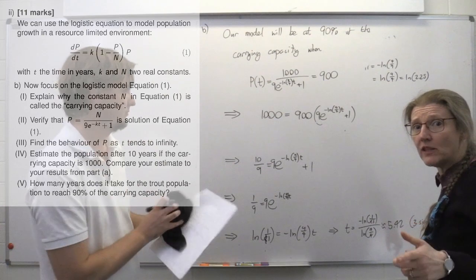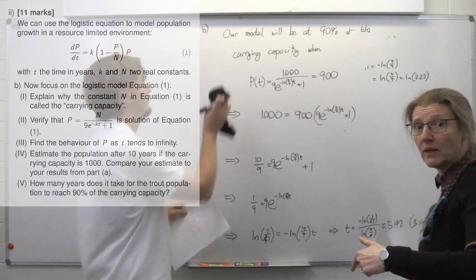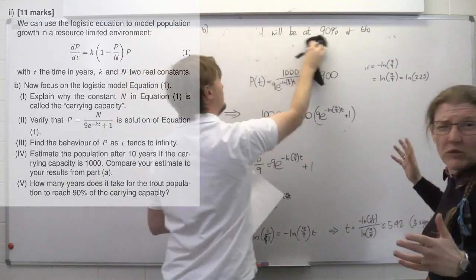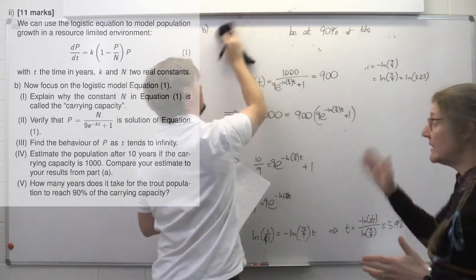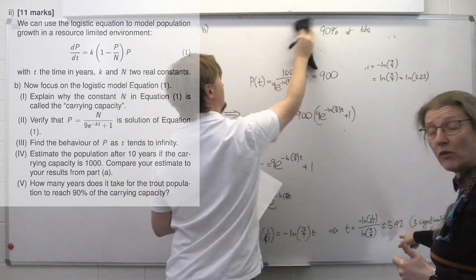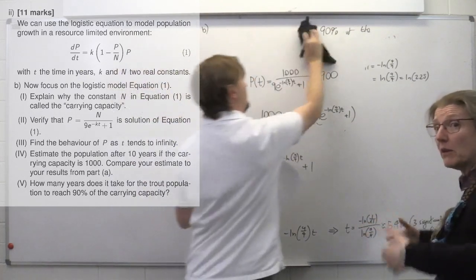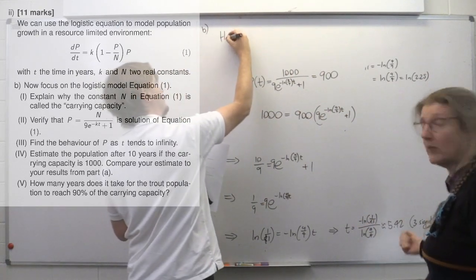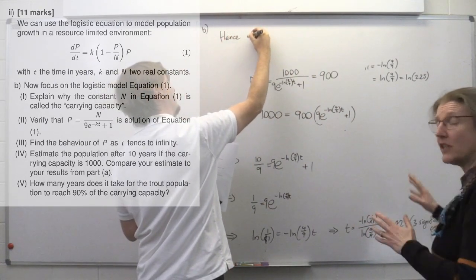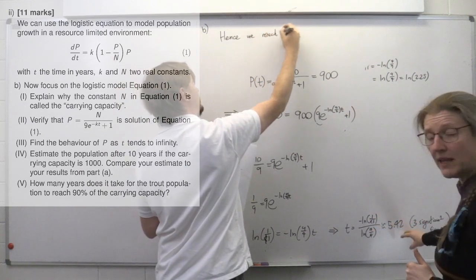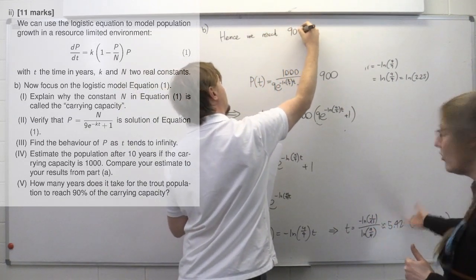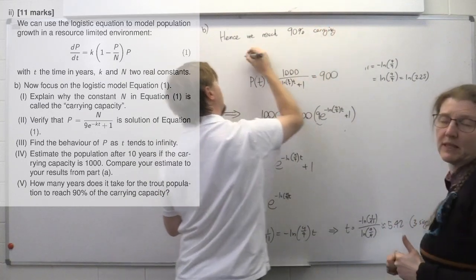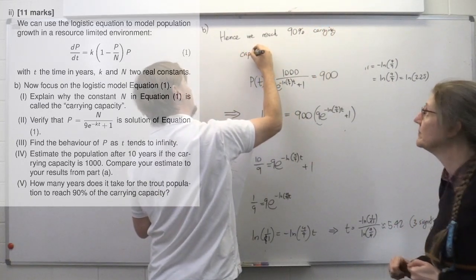How does that match with our long-term time? Well, we saw that we were at 97 or 99% of carrying capacity at 10 years. This is before that, so we would expect that we would reach 90% of the capacity before we'd reach 99% of the carrying capacity. So things are matching. So we just need to sum up here to say that it's about 5.4 years to reach 90% of the carrying capacity.